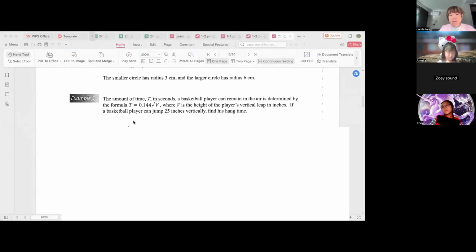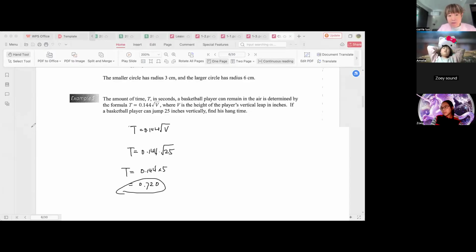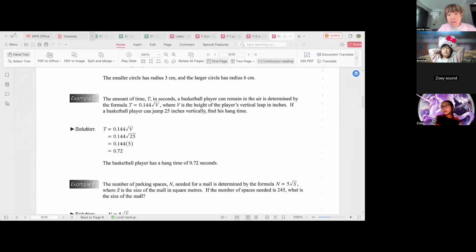So the amount of time t in seconds is basketball. So we have t equals 0.144 square root b, right? And t equals 0.144 times, for this question, 25. Correct? Very easy. So t equals 0.144 times 5. So the answer is 0.72 seconds. It looks like a long time, but it's actually not that long, right? Okay, let's take a look at the next one.